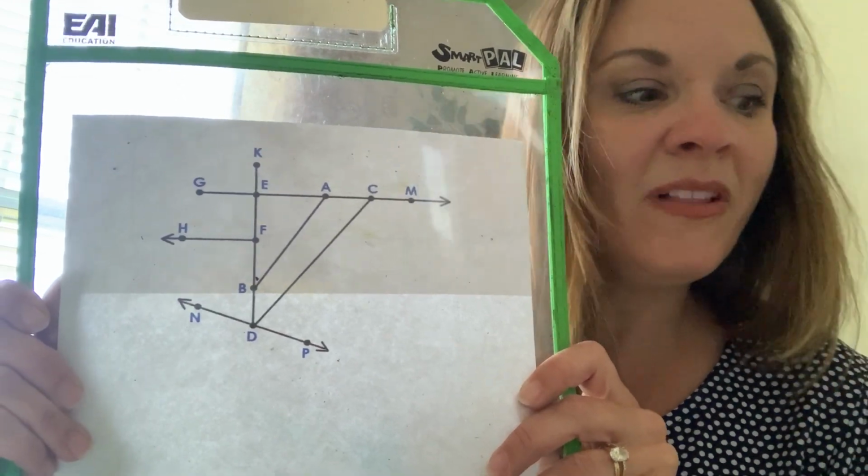Today, we looked at line relationships. We identified and described intersecting, perpendicular, and parallel lines. We also used symbolic notation to describe parallel and perpendicular lines.